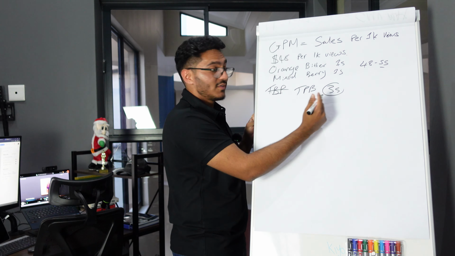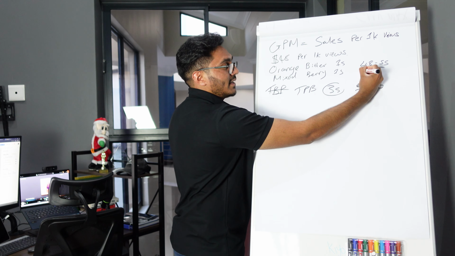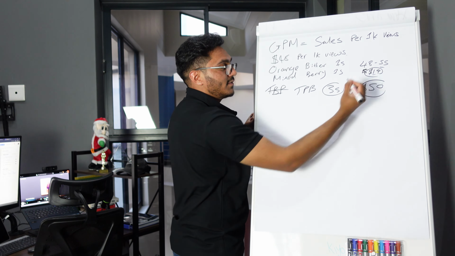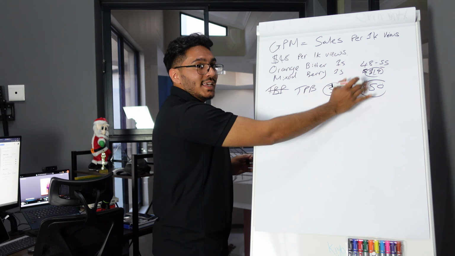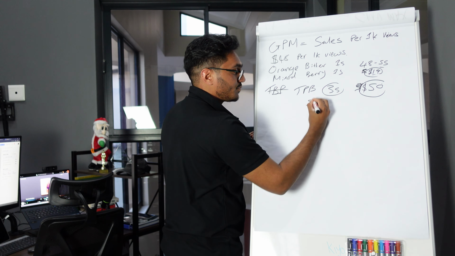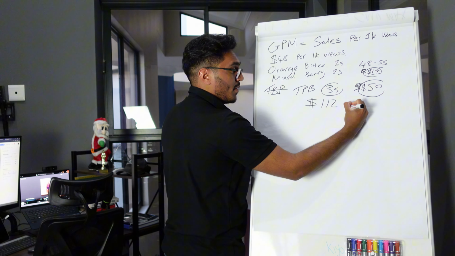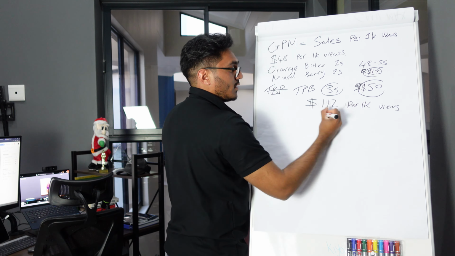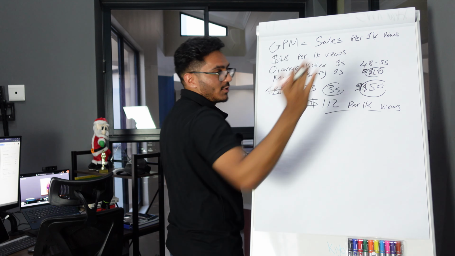That's obviously a bundle of 3. It's selling for $50, where a single one is selling at $19, and this is selling at $15 for a single sale. So a high converting video of this, when we looked at the top videos, is going to be around $112 per 1K views. Okay, so if creators are promoting this product, that's what you're aiming for.